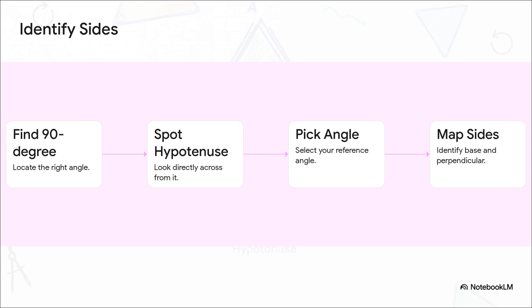Step 1, find your 90-degree right angle. Step 2, look directly across from it to spot your constant hypotenuse. Step 3, pick your reference angle. And step 4, map out your shape-shifting base and perpendicular based solely on that reference angle. Seriously, if you follow these 4 steps in this exact order, you will never get lost, no matter how complicated the math might seem at first glance.